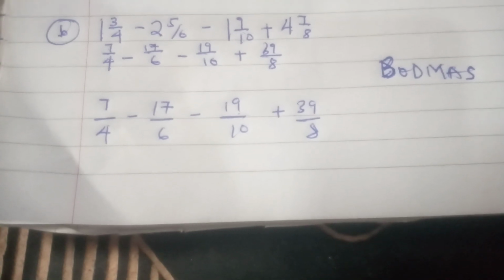Good. So now let's solve for these two. Solving for these two, let's rewrite them here. So we have 7 over 4 minus 17 over 6 minus 19 over 10, then plus 39 over 8. So rewriting this will give you that. We are going to solve for the addition. So let's first solve for addition. We first find the LCM for these two. Now, the LCM for that is going to be 40.